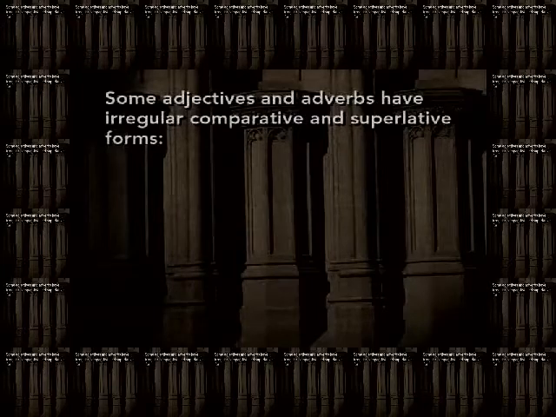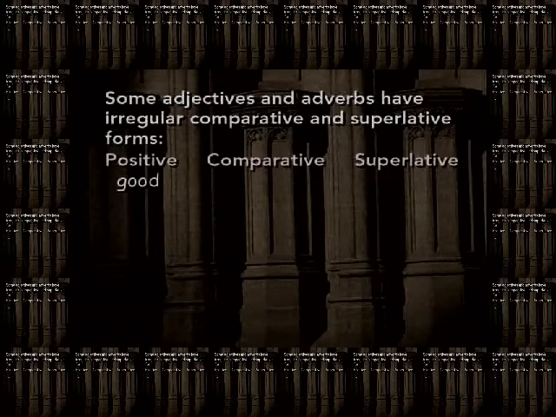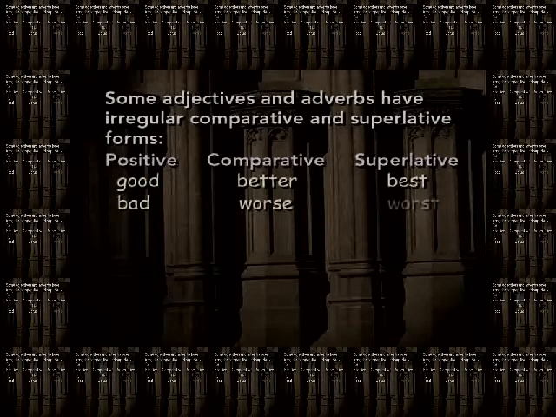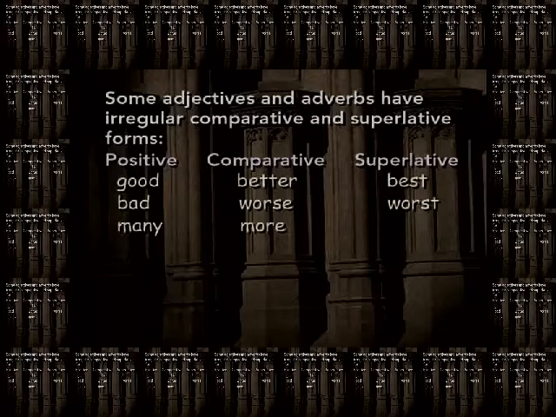Here are the ones you need to know. Good is the positive form of the adjective. The comparative is better. The superlative is best. Bad is the positive form of the adjective. Worse is comparative. Worst is superlative. Many is the positive form of the adjective. More is the comparative. Most is the superlative.